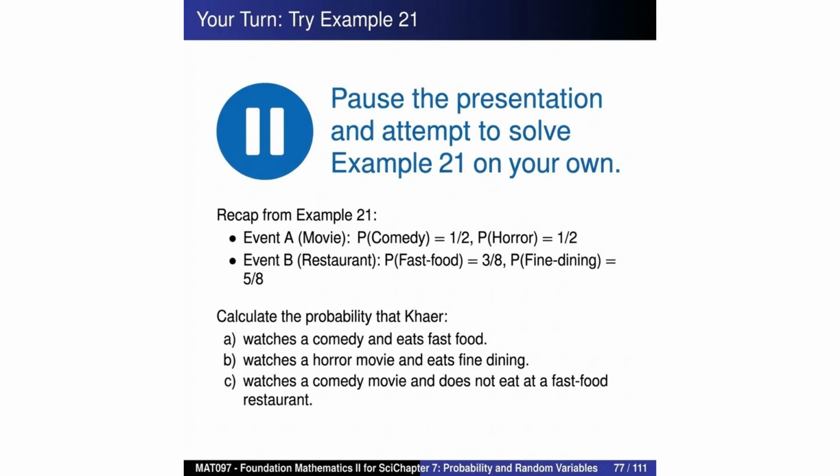Now, here is a great opportunity to test your understanding. I want you to pause the video right here. Try to calculate the probability for these 3 scenarios. First, that he watches a comedy and eats fast food. Second, a horror movie and fine dining. And third, a comedy movie and not fast food. Take a moment to work through the math, and hit play when you are ready to check your answers.